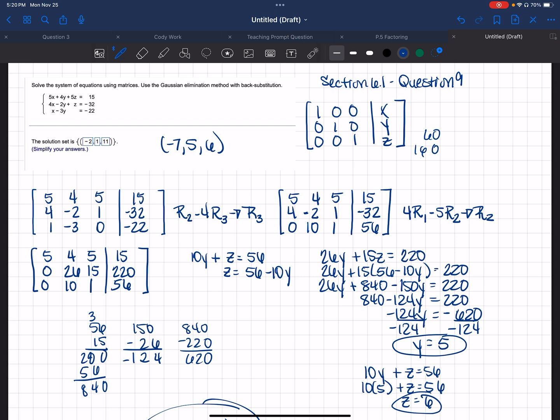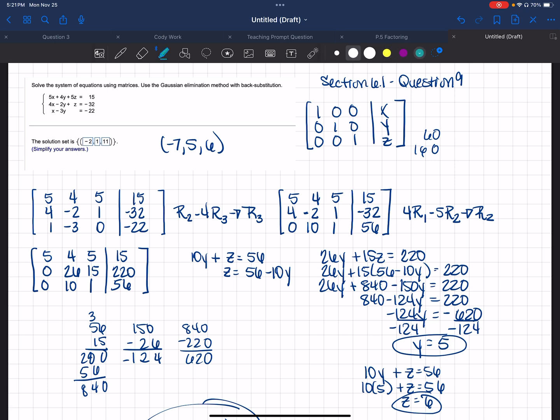So we set it up with 5, 4, 5, 15, 4, negative 2, 1, negative 32, and 1, negative 3, 0, because there's nothing in the x component, negative 22. And it looks like the first thing that I want to do here is replace row 3, and I'm going to get a 0 there in row 3. So I'm going to keep row 1 and row 2 the same.